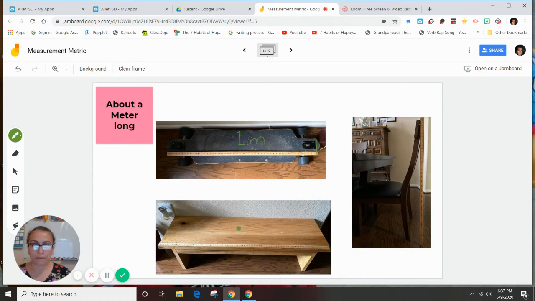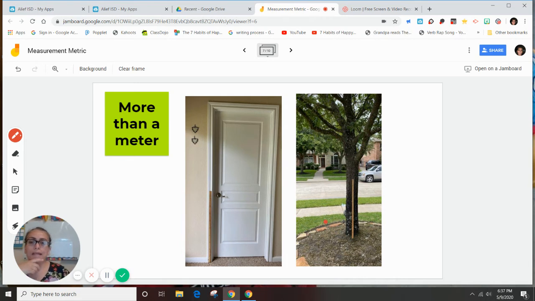My bench right here is also about 1 meter long, right? And the height of my chair right here is also about 1 meter. Okay? So we have objects that were less than a meter, then these objects that are about a meter, and on my next slide, objects that are more than a meter that I can find around. I put my measuring meter stick here on the door, and I noticed that that is more than a meter.